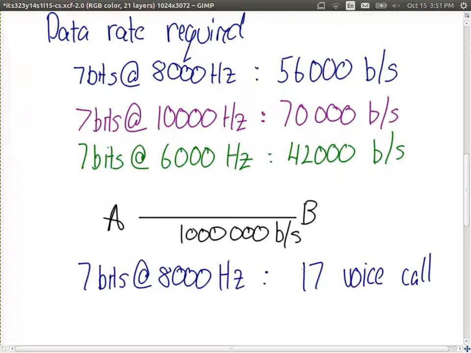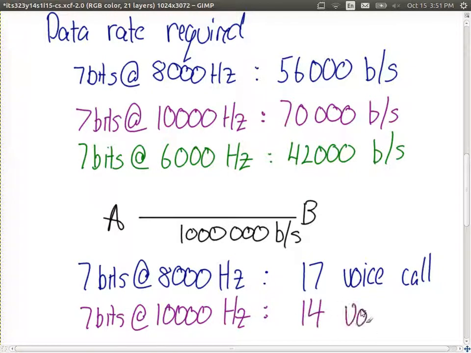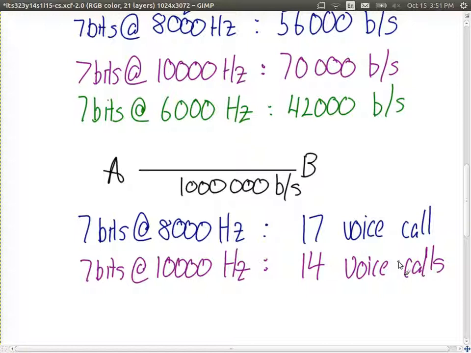What about for the other two cases? The purple case, someone can calculate for me. How many voice calls? One is 70 kilobits, we have 1,000, we get... like 14. Correct, it should be smaller. Less voice calls, that's worse. In that I've got a link, I want to allow as many people as possible to make a voice call using that link. Well, with the blue one, we can have 17 people talking. With the purple one, only 14. So that's worse in terms of using the link for our application of making voice calls.